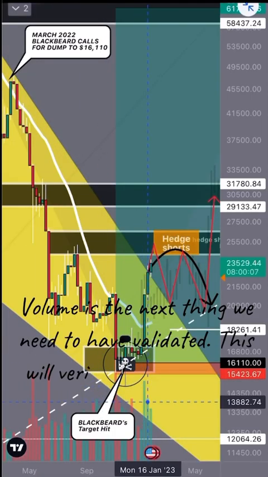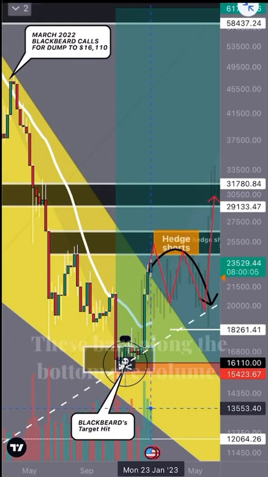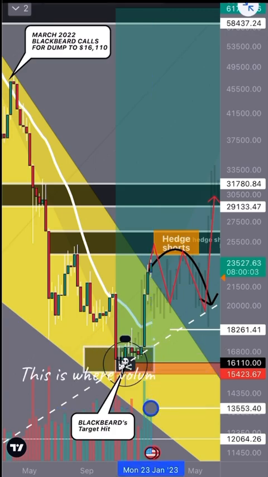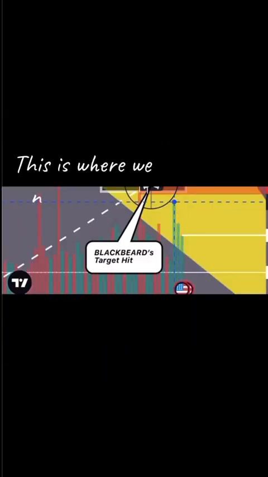Our only box left to check is volume. We want to show that volume is going to continue to increase. So these green bars, we want to see set a higher high. So we go ahead and mark them here.